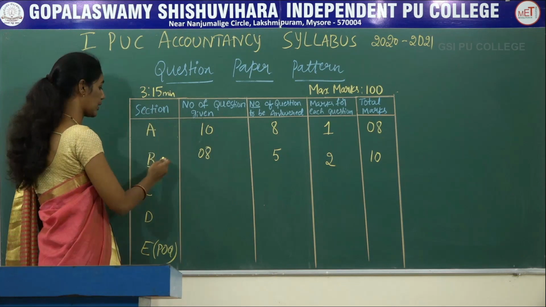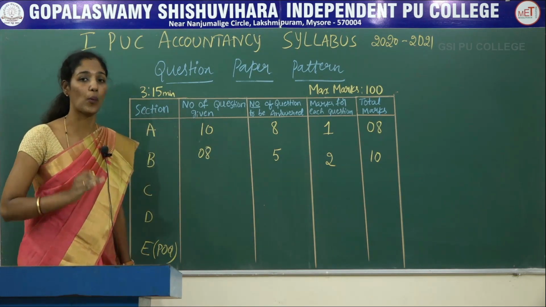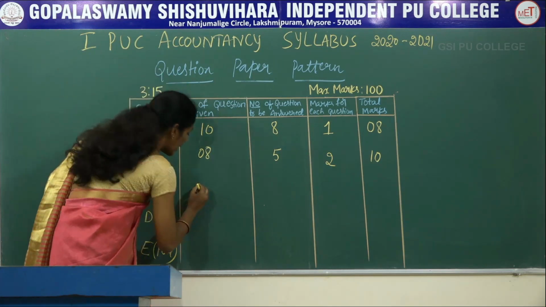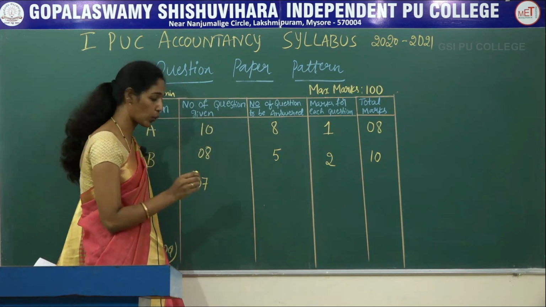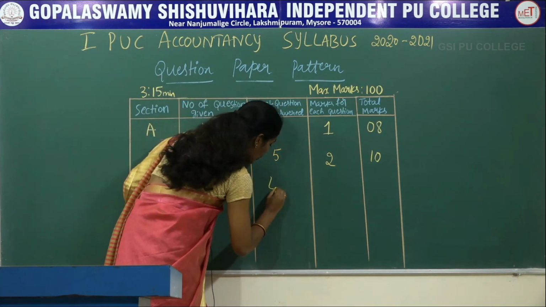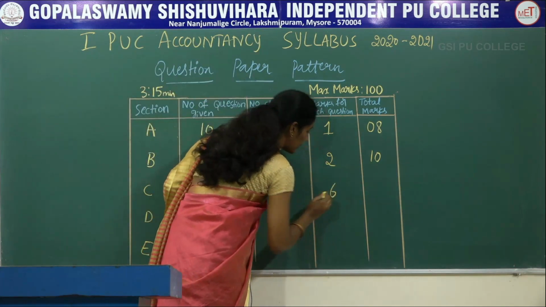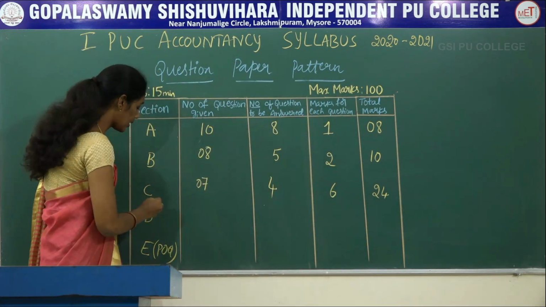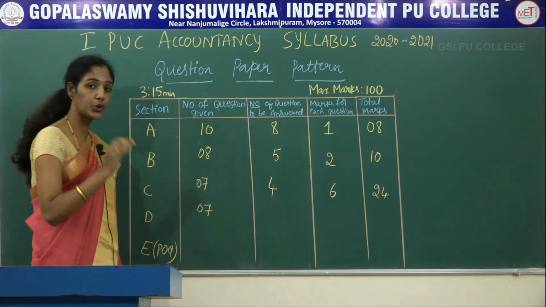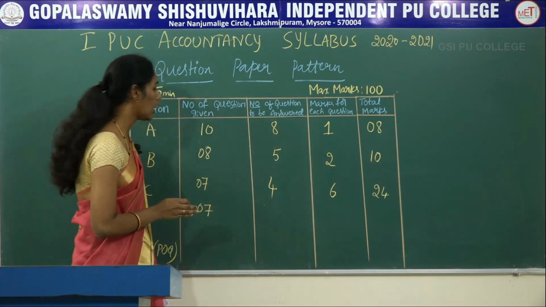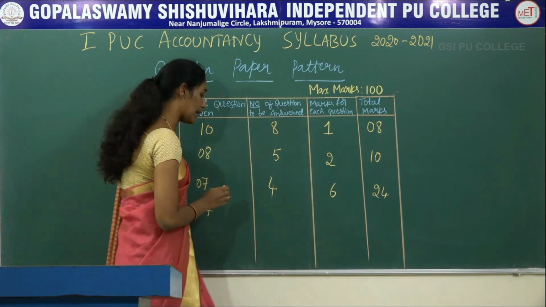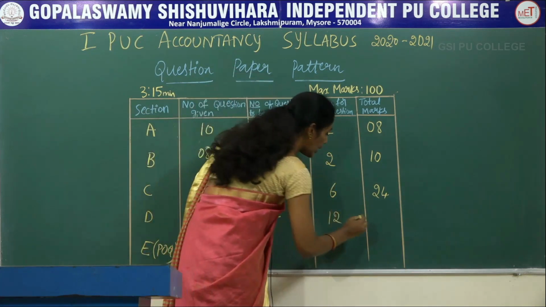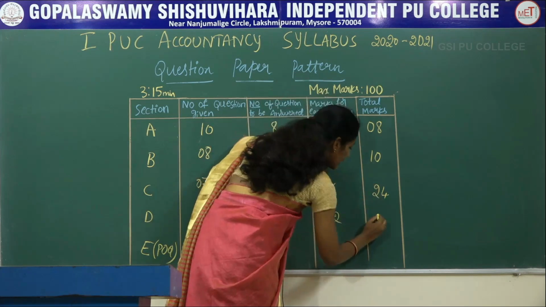Section A and section B contain only theoretical questions. The next, section C. In section C, there are 7 questions given. Out of 7 questions, you have to answer only 4 questions. Each question carries 6 marks and a total of 24 marks is allotted to section C. The next, section D. Here also there are 7 questions given in your question paper. Out of 7 questions, you are supposed to answer only 4 questions. Each question carries 12 marks. So the total marks of section D is 48 marks.